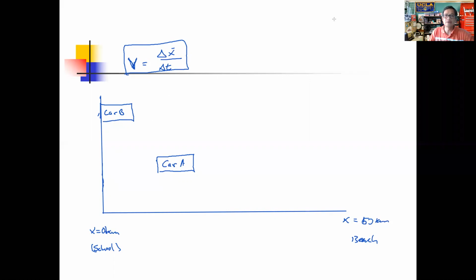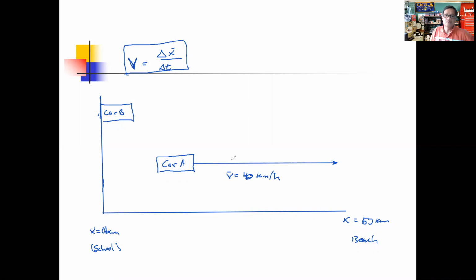Sorry, let me draw an arrow here. We were told that car A starts out and moves towards the beach, and that car A moves at a speed of 40 kilometers per hour. How do we know it's the speed? Look at the units, folks: the rate, length over time. So the units here are the units for speed or velocity as well.